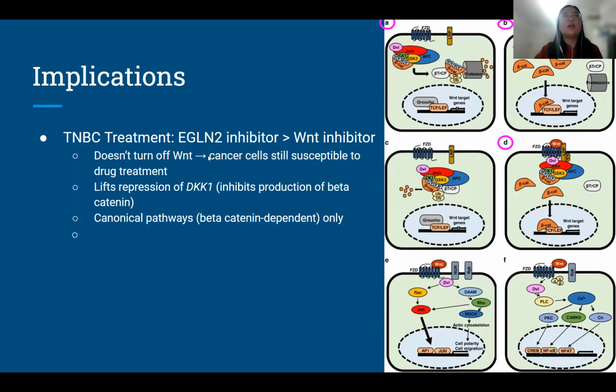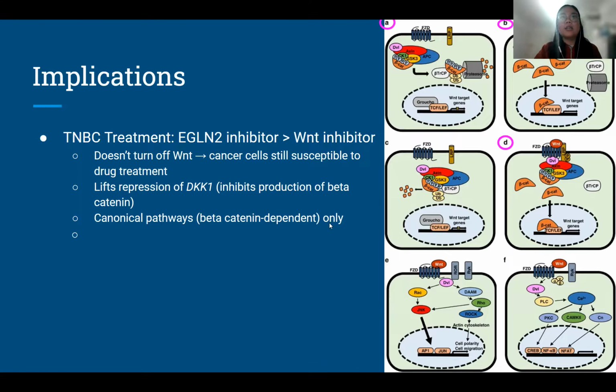So if we instead attempt to inhibit EGLN, this will not turn off Wnt. That means the cancer cells are still susceptible to drug treatment, but beta catenin wouldn't be produced. I guess the symptoms are less bad, and it also doesn't proliferate that much. It also lifts the repression of DKK1, which inhibits the production of beta catenin. However, this potential inhibitor treatment will only work on canonical pathways.